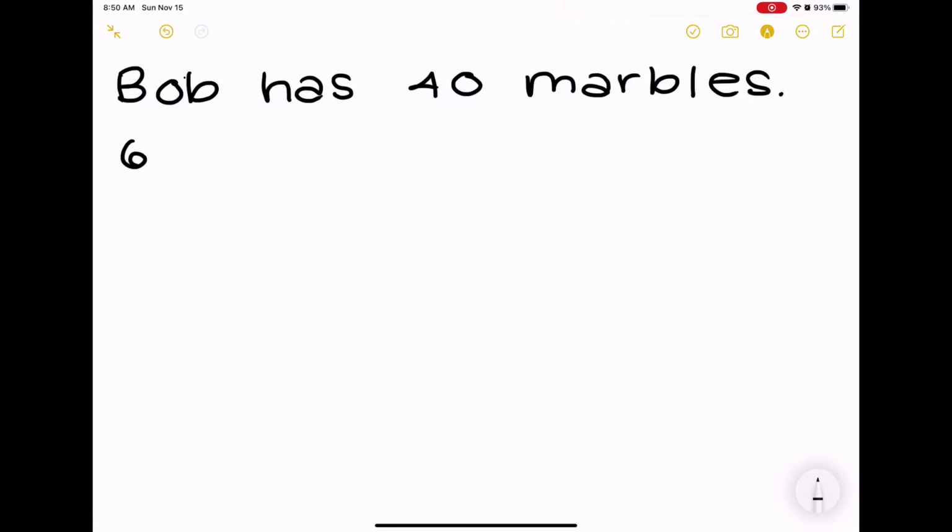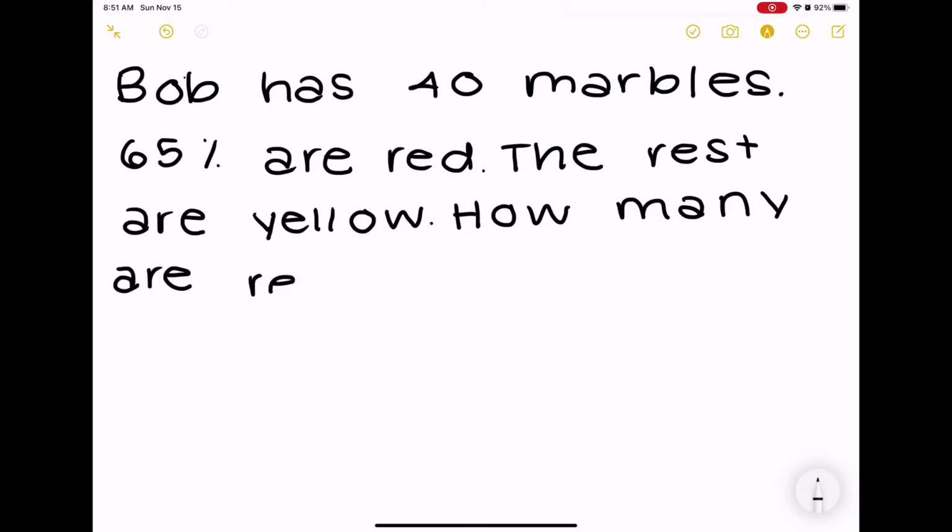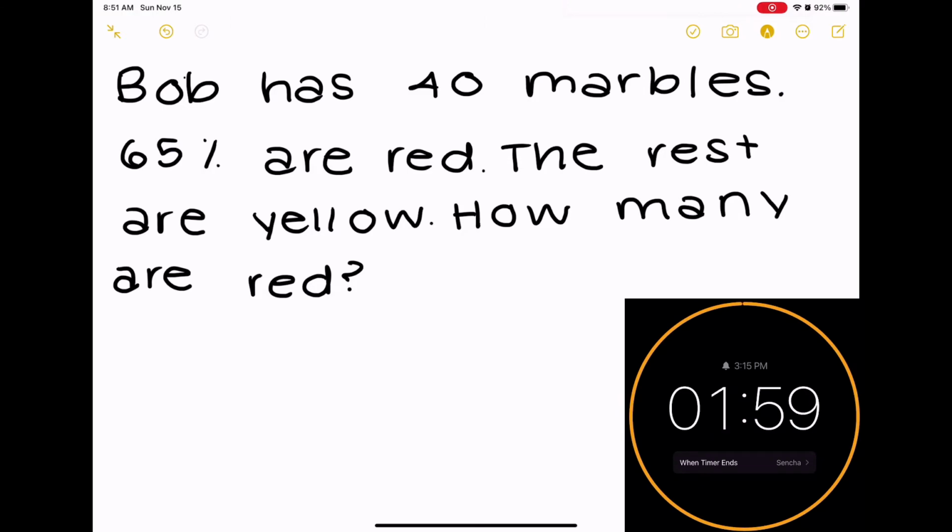Bob has 40 marbles. 65% are red. The rest are yellow. How many of his marbles are red? You have 2 minutes to solve this problem.